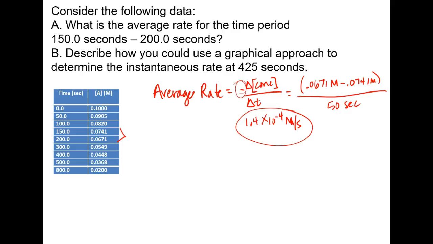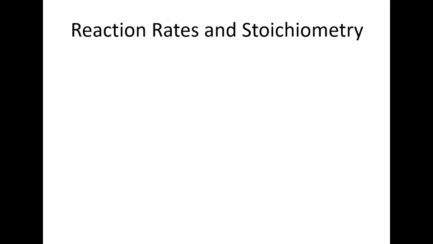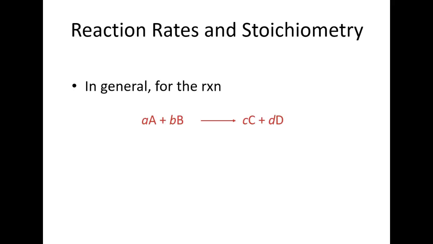We do work with average rates a lot more than instantaneous rates. So we're going to cover one additional topic with average rates, and that is how stoichiometry, or your mole-to-mole ratios, play a role in reaction rates. We're going to start with a generic reaction and talk about how the rates of disappearance and appearance are related for each material. So if I have a generic reaction, aA plus bB yields cC plus dD.